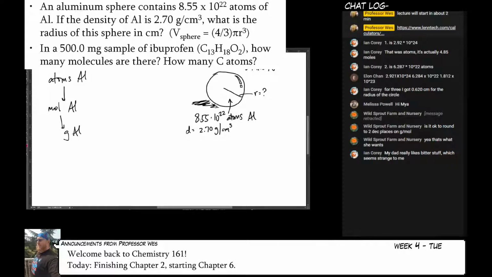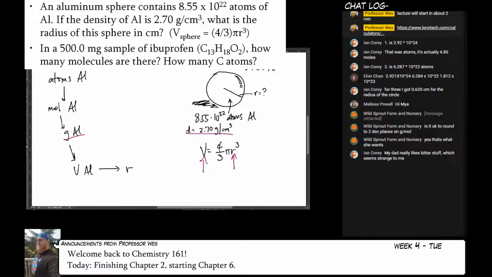But how do I get to radius? Well, if this is the formula for... Is it 3? It's 4/3. Okay. If this is the formula for radius, there's what I need. In order to get radius, I need the volume. Well, I can relate mass to volume by using density. So by using the density, I could get the volume of the aluminum. And if I know the volume of the aluminum, I can get the radius of the sphere.